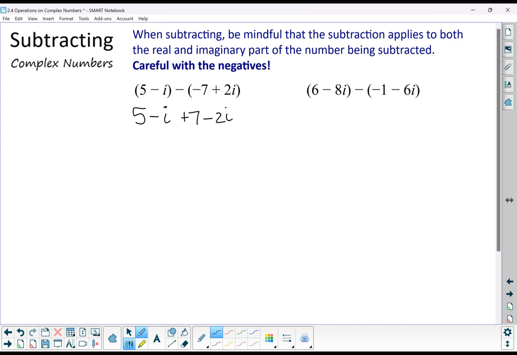So here is my list of terms. So our real part adds up to 12, and our imaginary part combines to be -3i. And we'll use that rewrite strategy again. We have 6 minus 8i. I'm subtracting a -1, so that's the same as adding 1, and I'm subtracting a -6i, so that's the same as adding 6i. So we end up with a real part of 7, and our imaginary part, when we combine those two imaginary parts together, we get -2i.